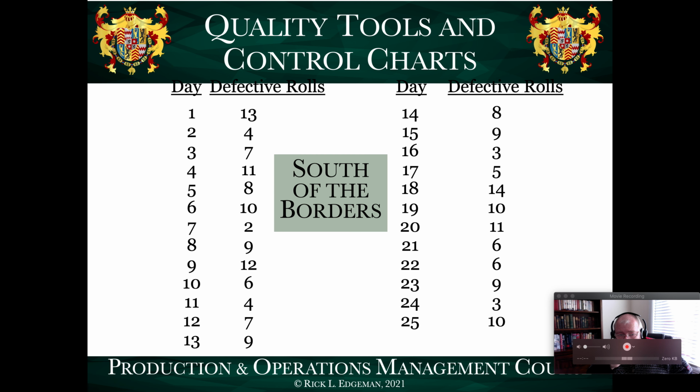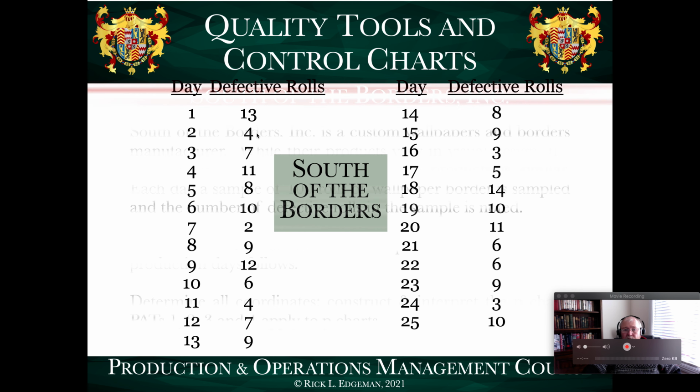Now, if I looked at this, I'd say, okay, what's the proportion defective? Well, gee, I have lots of estimates running around. I have one from each day for 25 days. 13 out of 100, 0.13, 4 out of 100, 0.04, 7 out of 100, 0.07, and so on. Or I could get a combined estimate. I could add those up.